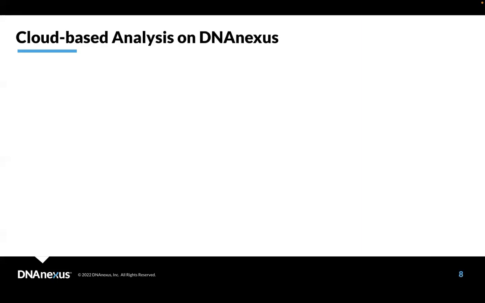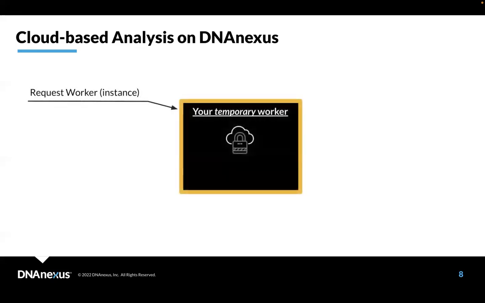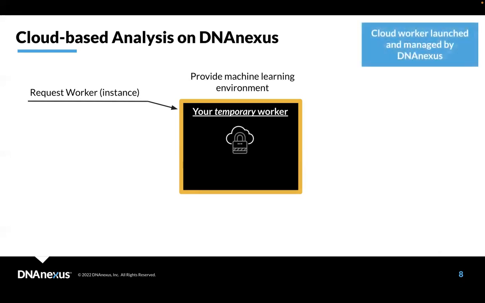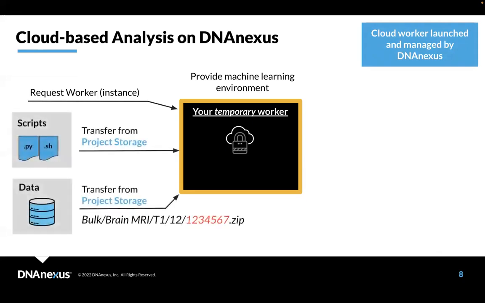So let's talk about cloud-based analysis on DNA Nexus and talk about some mental models when working on the cloud. We will be working in the following flow. First, we would need to request worker, which is called instance, and also provide some environment. In our case, that would be machine learning environment with all the tools available. This means that Cloud Worker is launched and managed by DNA Nexus. Then, as an important step, we would need to transfer scripts as well as data from some permanent storage to the worker.